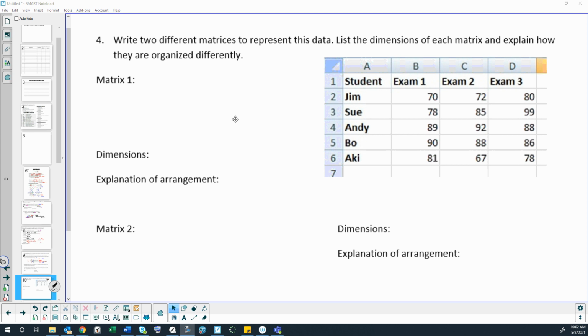Write two different matrices to represent this data. List the dimensions of each matrix and explain how they are organized differently.